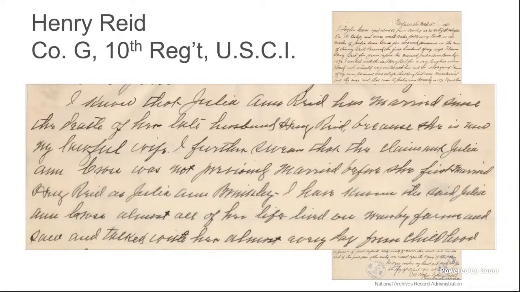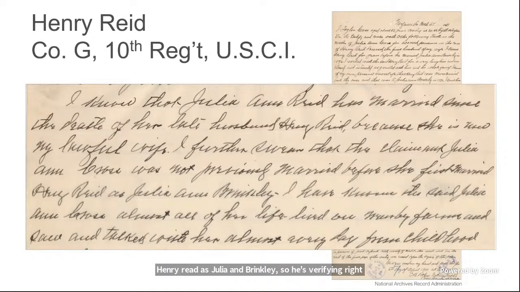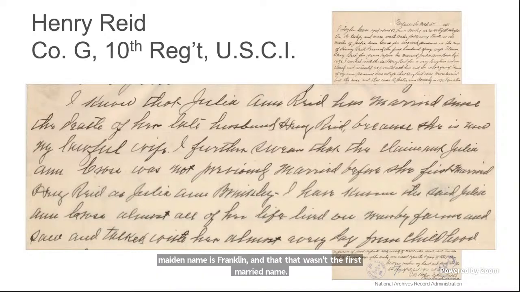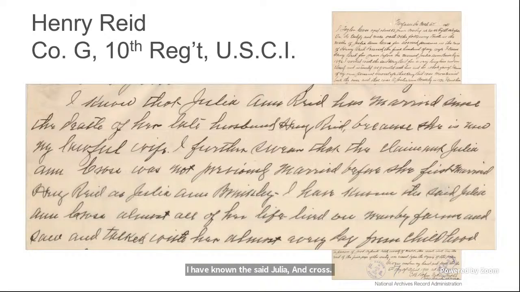It says, I further swear that the claimant, Julia Ann Cross, now she's Julia Ann Cross, was not previously married before she first married Henry Reid as Julia Ann Brinkley. So he's verifying right there. What's this going to do for us? We know her maiden name is Brinkley, and that wasn't a first married name. I have known the said Julia Ann Cross almost all of her life, lived on nearby farm, and saw and talked with her almost every day from childhood. So this is a reliable witness, although he does have motive, being her new husband.